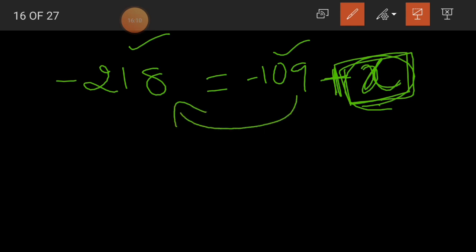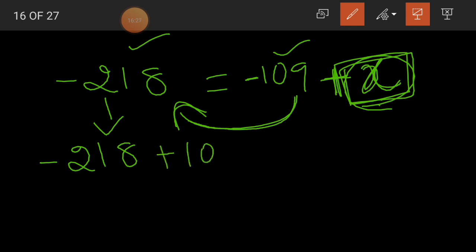We will take this minus 109 to the other side. Minus 218, which is already here. Now this number, when it goes to the opposite side, it is having a negative sign. What is the opposite of negative? Positive. So it will have a positive sign. Understood? This is negative here. When it goes to the opposite side, it will become a positive number.